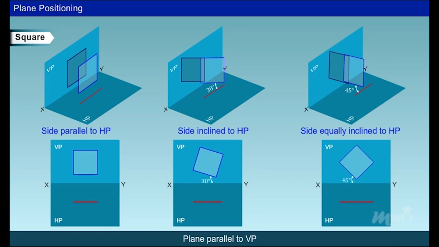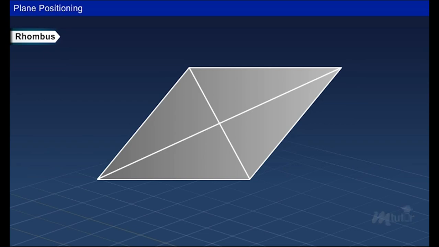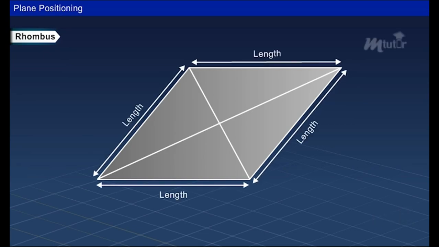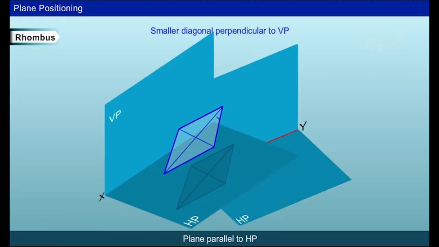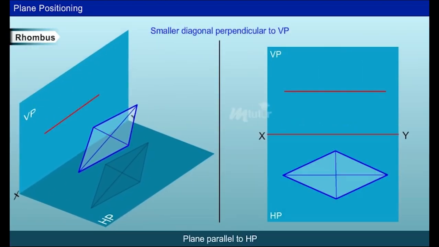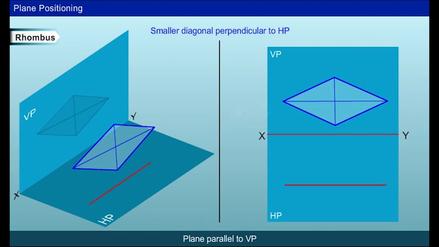Rhombus. A rhombus is a quadrilateral, with all the sides equal in length. The rhombus has 2 diagonals bisecting each other at right angles. The rhombus with smaller diagonal perpendicular to VP can be drawn as shown. The rhombus with smaller diagonal perpendicular to HP can be drawn as shown.